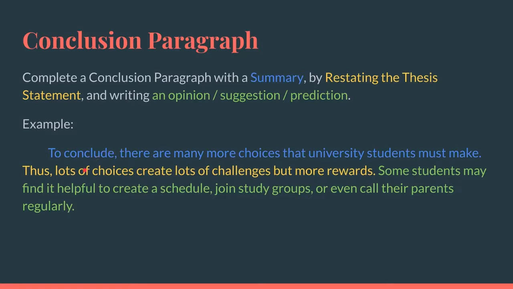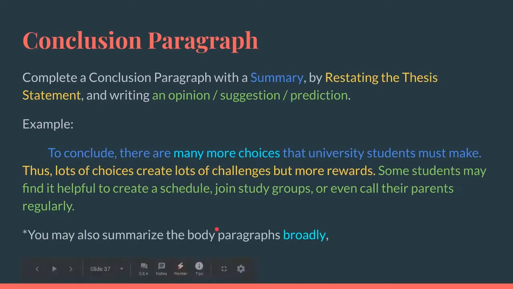So I have my example here. So to conclude, there are many more choices that university students must make. So, more choices, these are probably the choices or decisions that were in the body paragraphs. So in your summary sentence, you can summarize the body paragraphs broadly. It's almost like using a keyword, right? Choices, more choices. That's kind of showing that each paragraph had to do with a different choice.